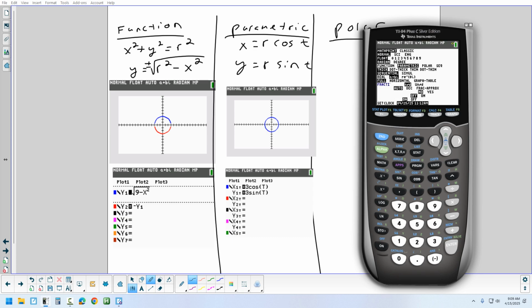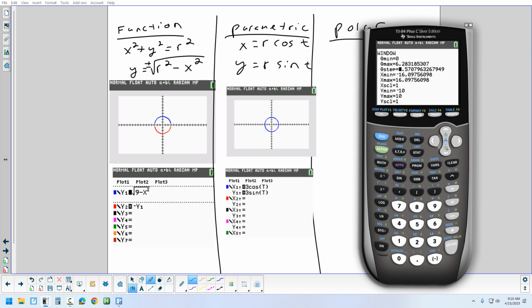So I go to mode. I'm going to go to polar. I'm going to go to y equals, and I'm going to type in 3. That's it. Just a 3. Check my window. I don't have a t min, t max, and t step. I have a theta min, max, and step, because now the variable when you're dealing with polar is theta. It's not t. So 0 to 2 pi, that looks good.